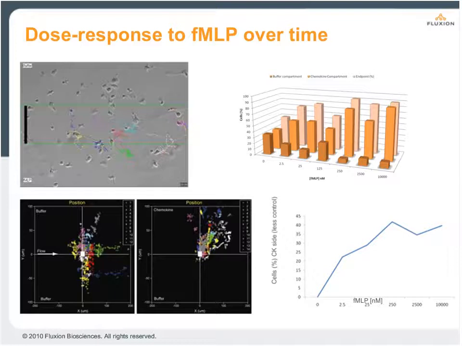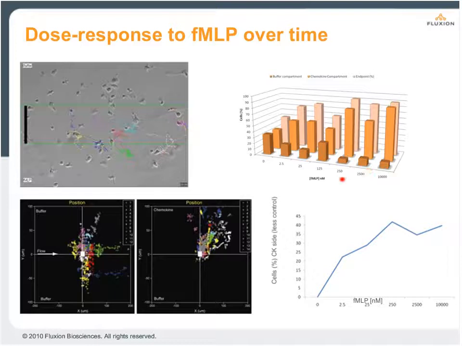And actually, you can see here in the upper left-hand corner, this is a micrograph at the beginning of one of the time lapses. And what I've done is overlay the trajectories of the cells. In this case, the FMLP is on the bottom compartment. And you can see the cells are in their starting point, but if you follow the little lines, that's where they've moved. They all move towards the FMLP. And we're able to follow these data and get a dose response of the FMLP response.